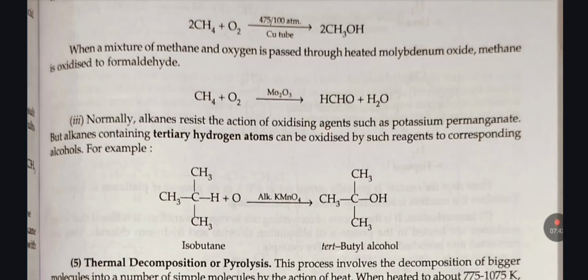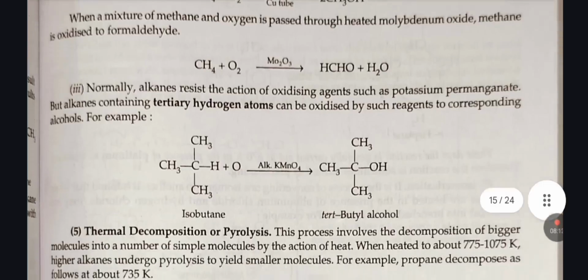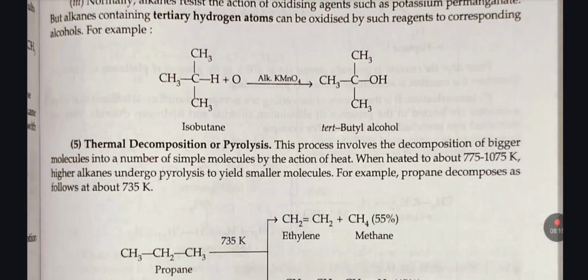When a mixture of methane and oxygen is passed through heated molybdenum oxide, methane is oxidized to formaldehyde. CH4 plus O2 in the presence of Mo2O3 will give HCHO plus H2O. Normally, alkanes resist the action of oxidizing agents such as potassium permanganate, but alkanes containing a tertiary hydrogen atom can be oxidized by such reagents to the corresponding alcohol. For example, isobutane in the presence of alkaline KMnO4 will give tert-butyl alcohol.